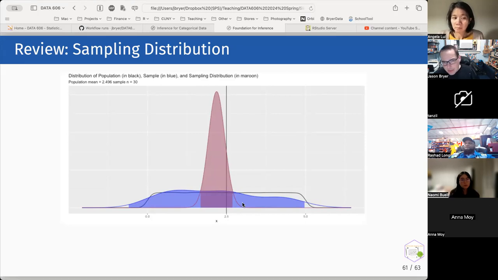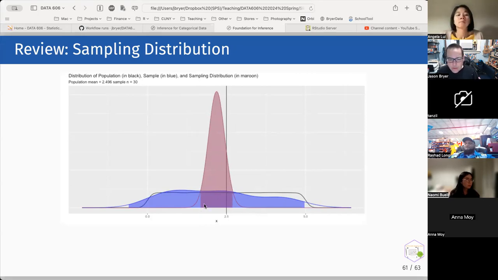It's going to be centered on the population. We don't know the population mean, so we're going to use the sample mean. So the mean for my sample was right here, and we know the standard error, or the standard deviation of this red distribution, is equal to the standard deviation of our sample over the square root of n.